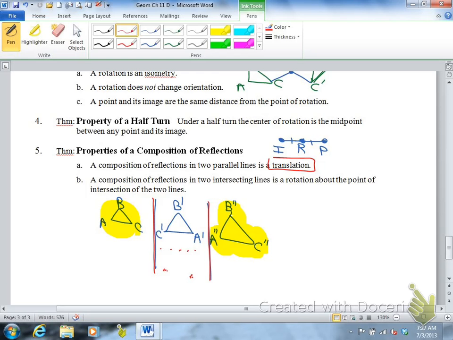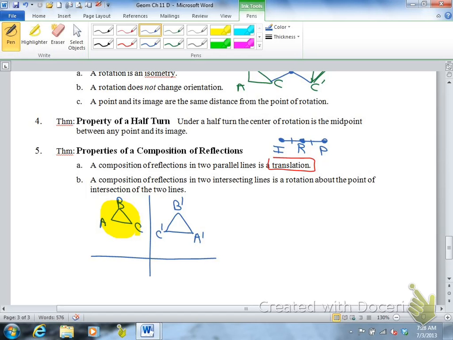A composition of reflections in two intersecting lines is a rotation about the point of intersection of the two lines. So let's actually draw that. We'll get rid of this one for now. You can leave it on your paper. And let's say that we reflect over this line, and then we reflect over this line. They don't have to be perpendicular, just intersecting lines. If you reflect this now, you'd have this shape. So this is A double prime. You'd have C double prime. Down here you'd have B double prime.